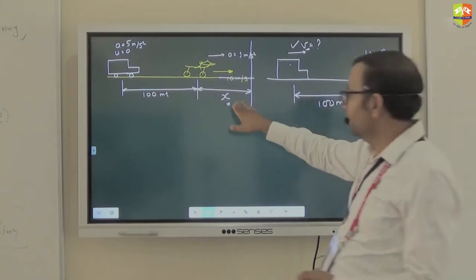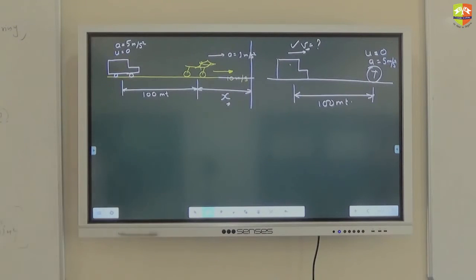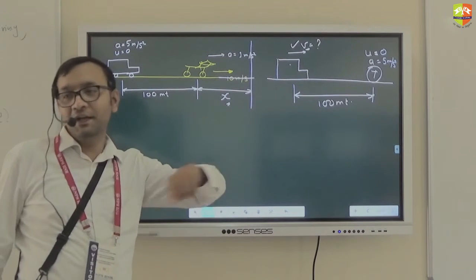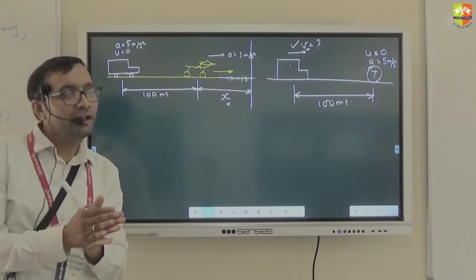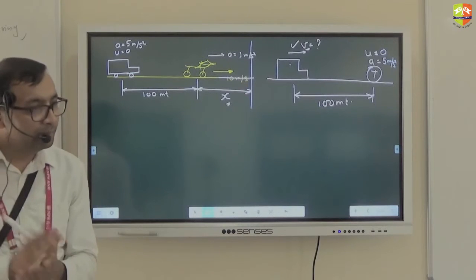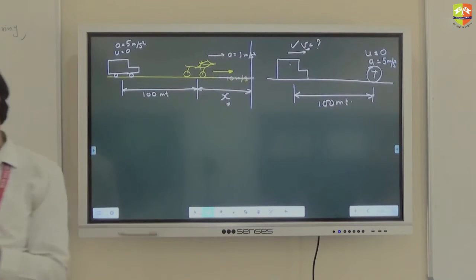Same method you have to solve, like this only. But the condition is, their final velocities are equal. Getting it? Final velocity of thief is equal to the velocity of the police. But you caught it. When you caught it, you will not accelerate. What? Police. A is 0.